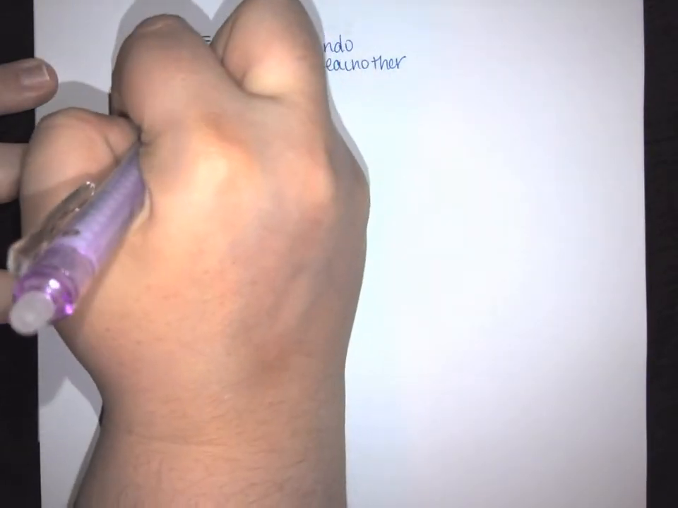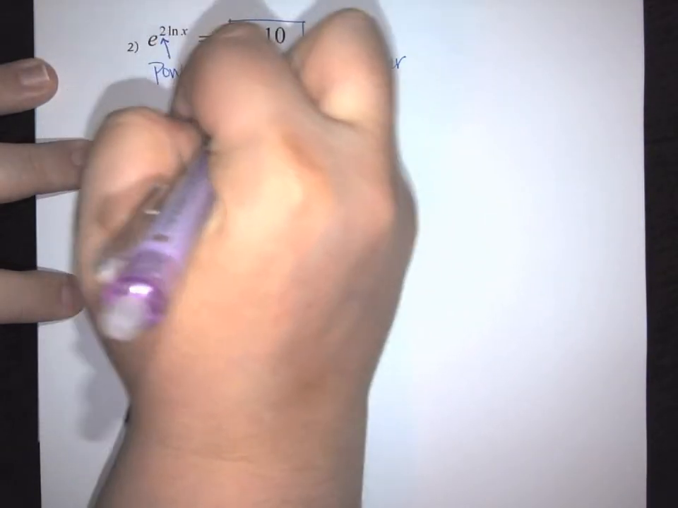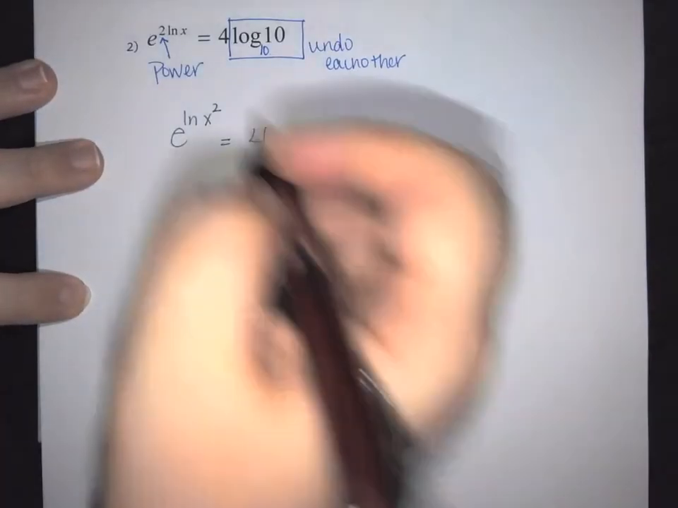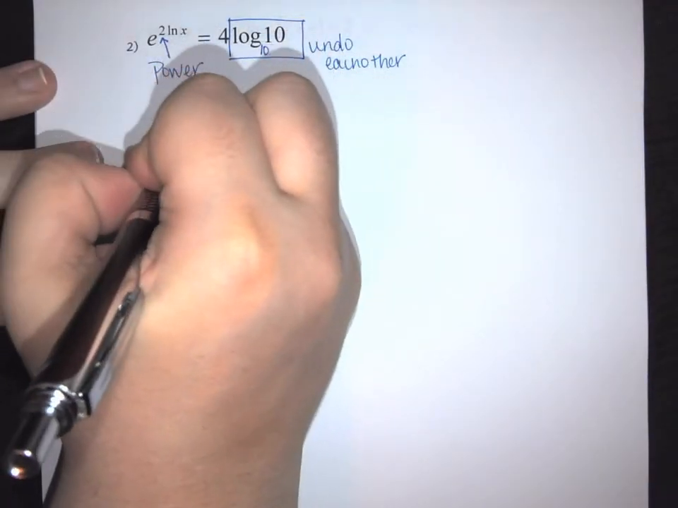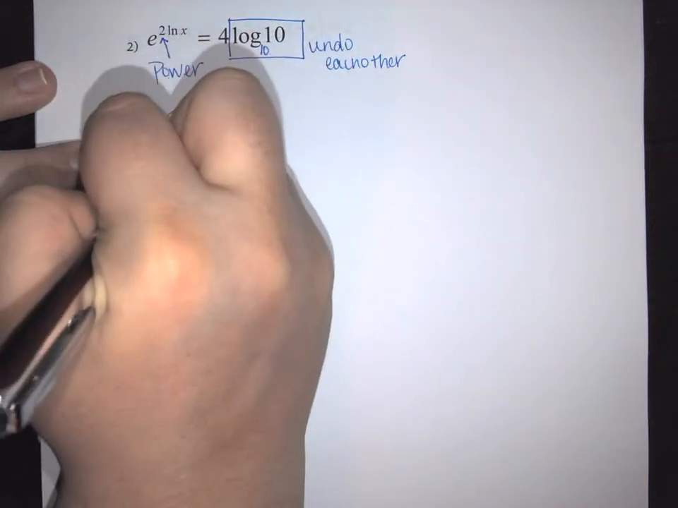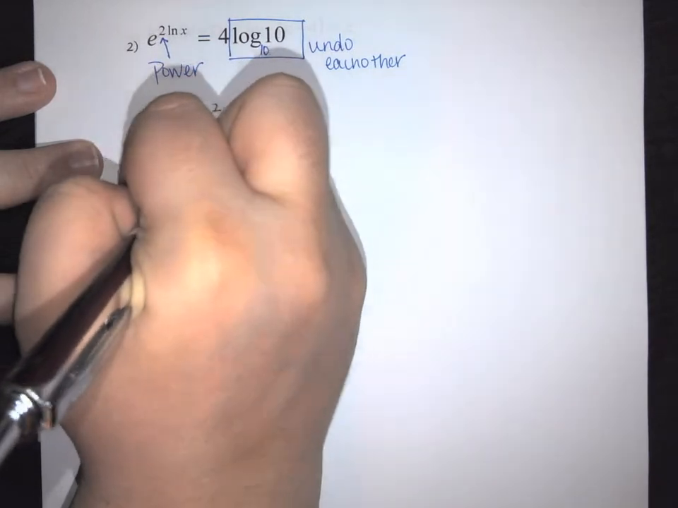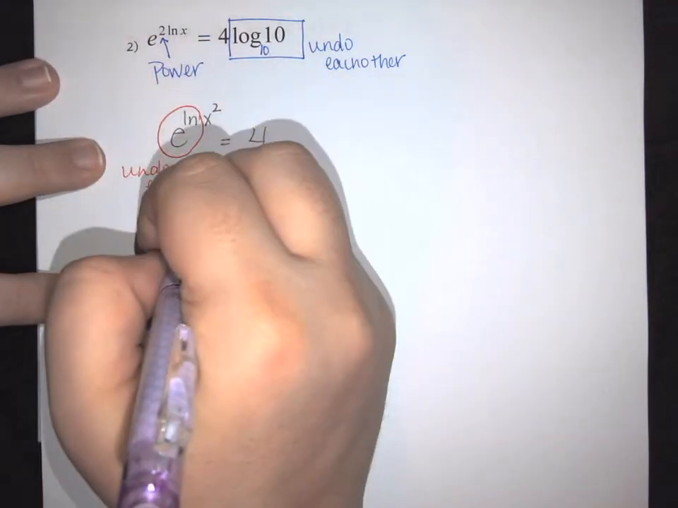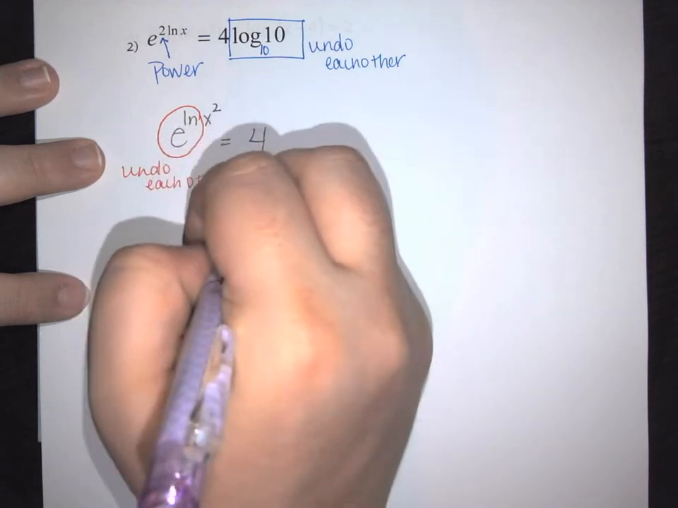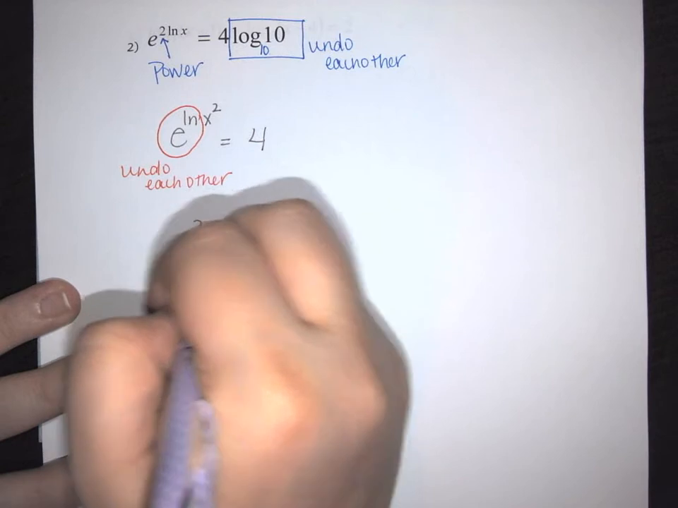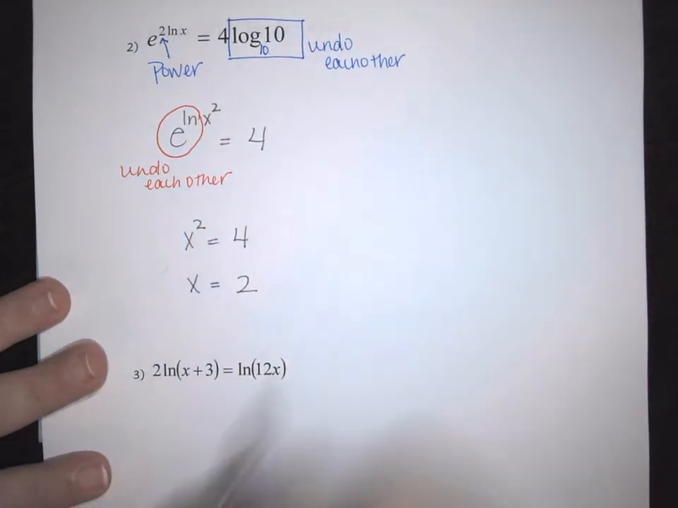So here what we're really left with is e to the natural log of x squared is equal to 4. Now with that, we have e to the natural log, and this piece also is going to undo each other. With that, it leaves us with x squared is equal to 4. Take the square root of both sides, and I have that x is equal to 2.